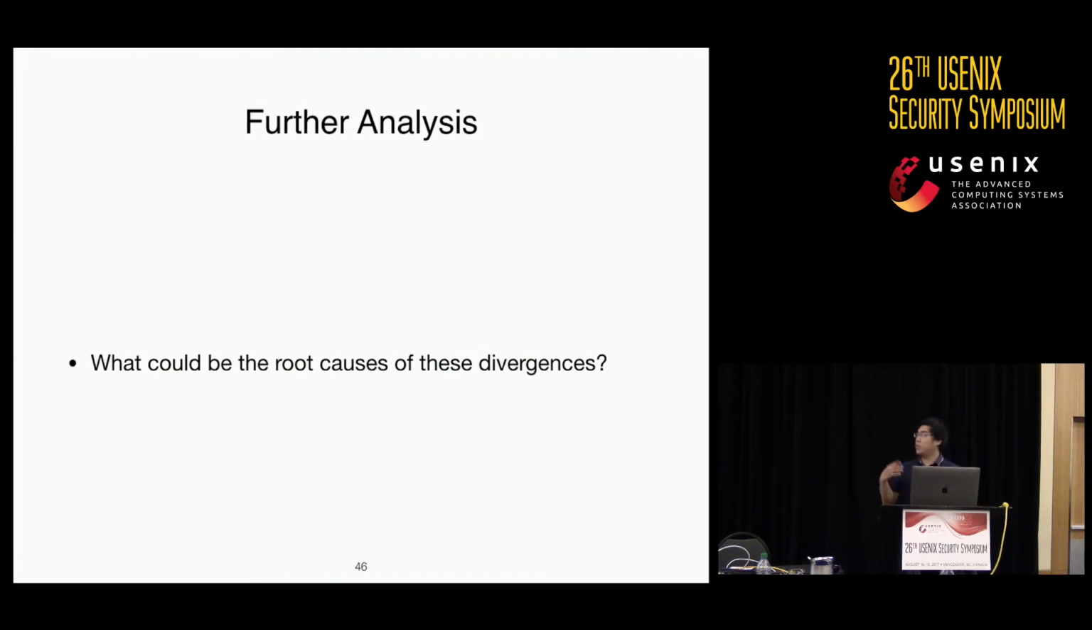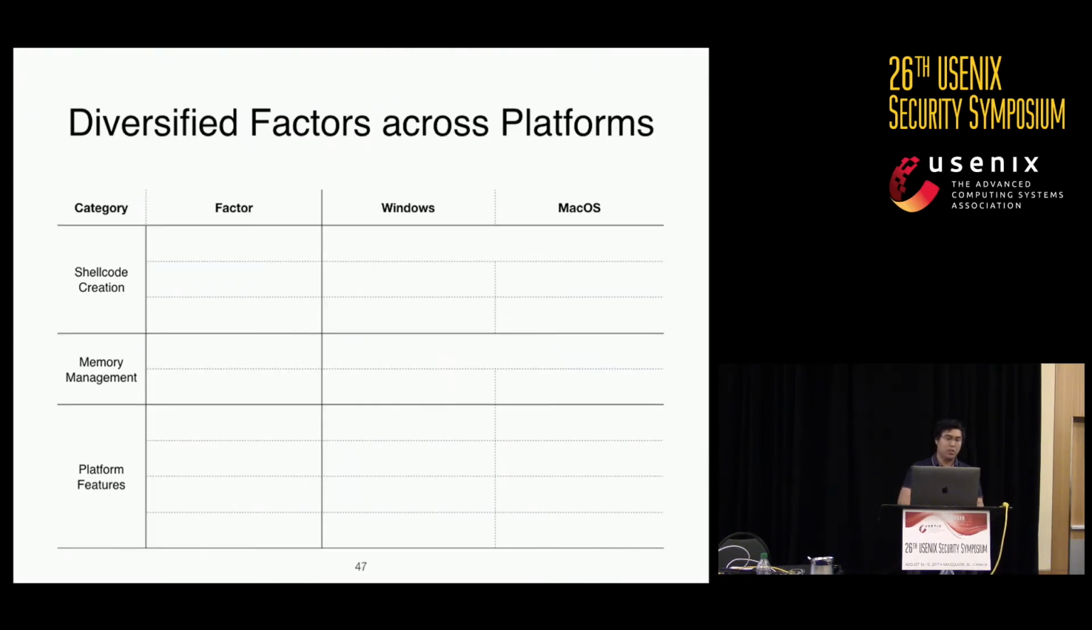So let's do some further analysis and try to find the root causes of these divergences, and why platform diversity can be used for this detection. We find 9 factors that are implemented differently across the platforms, and they are related to how a malicious behavior or malicious activity is triggered.